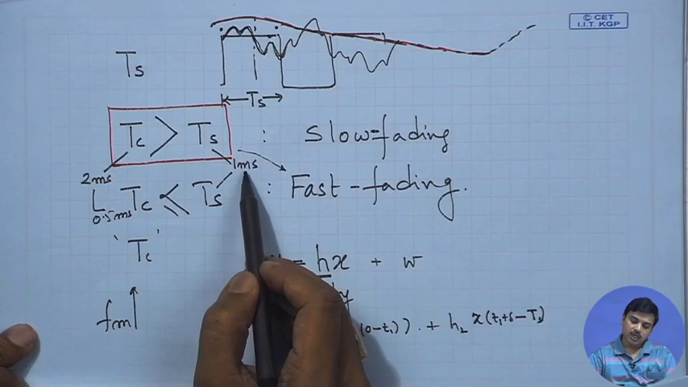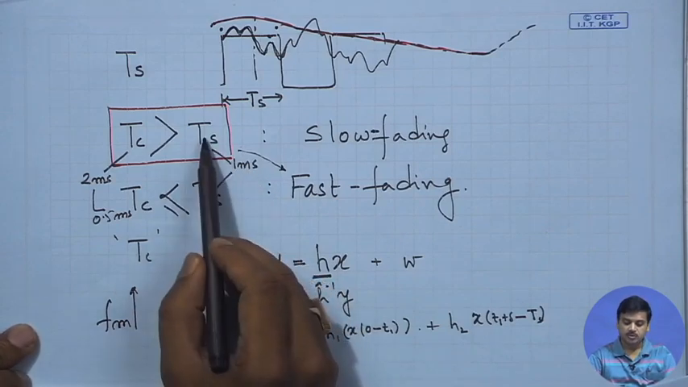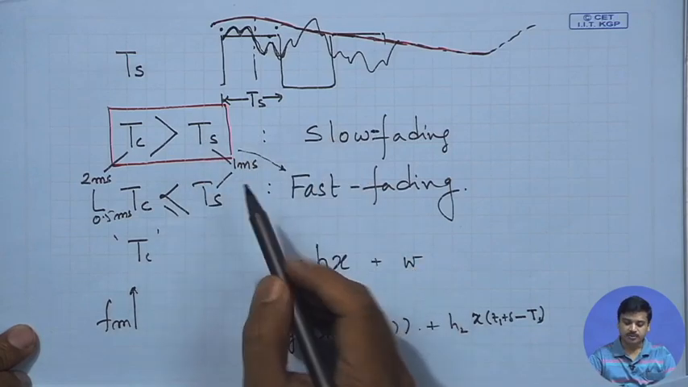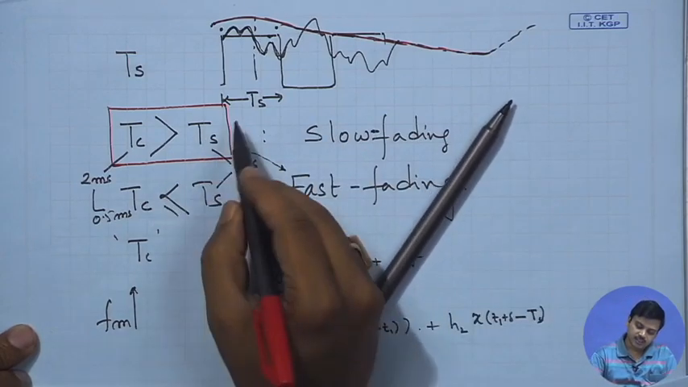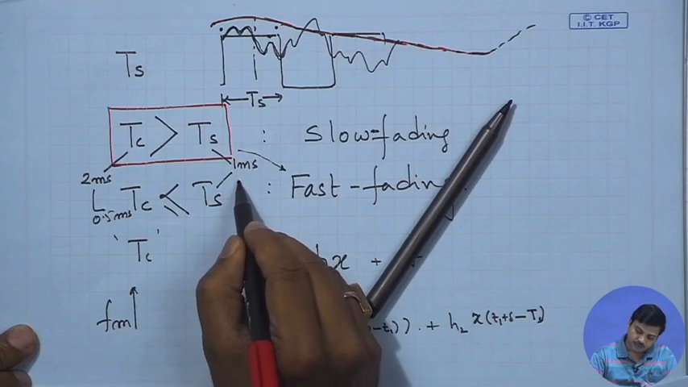Now, suppose I use a different communication system. I use a communication system whose symbol duration is much larger. That means, the symbol duration is instead now let us say 5 millisecond.